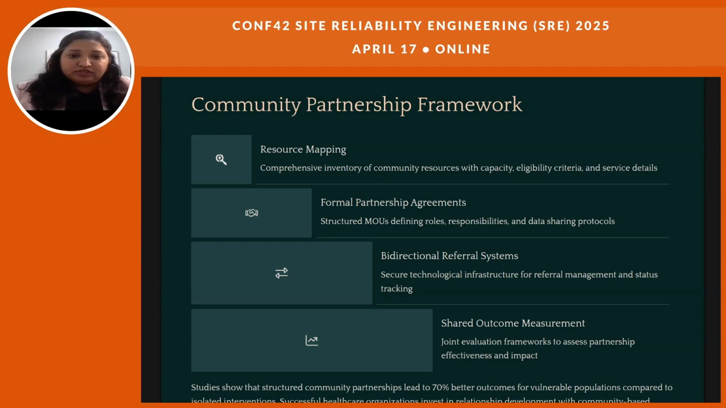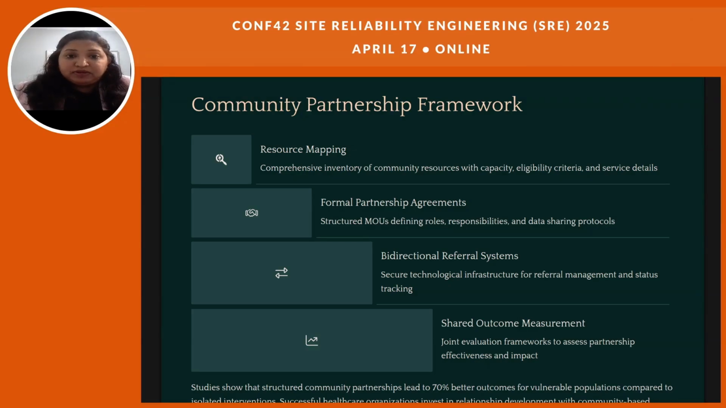to isolated interventions. Successful healthcare organizations invest in relationship development with community-based organizations to create sustainable support networks addressing identified social needs. Let's look at some of the variations and factors involving how community partnership framework can be done. Resource mapping is number one. Comprehensive inventory of community resources with capacity, eligibility criteria, and service details is important of how the resource mapping is done.